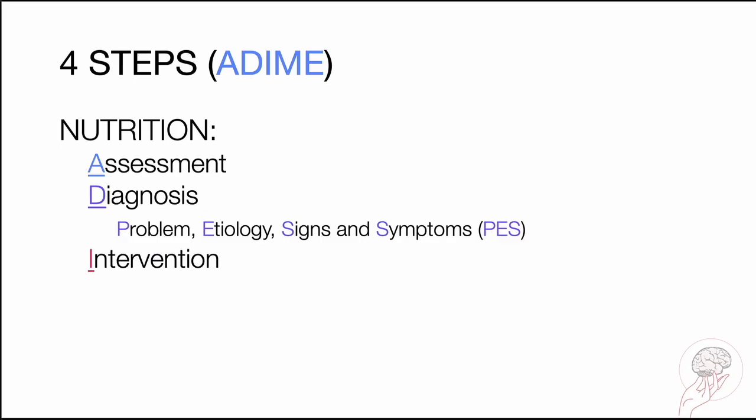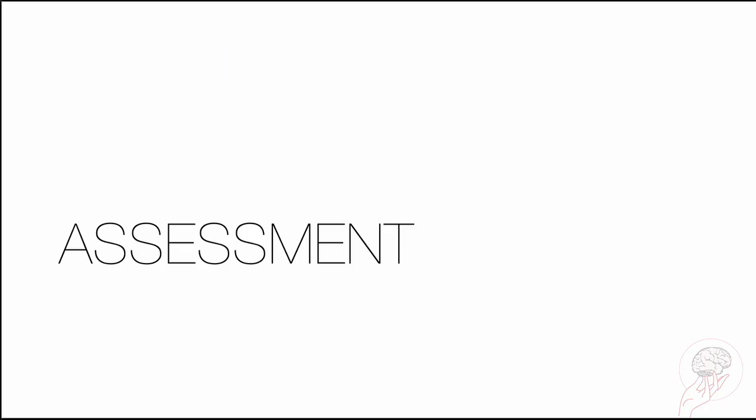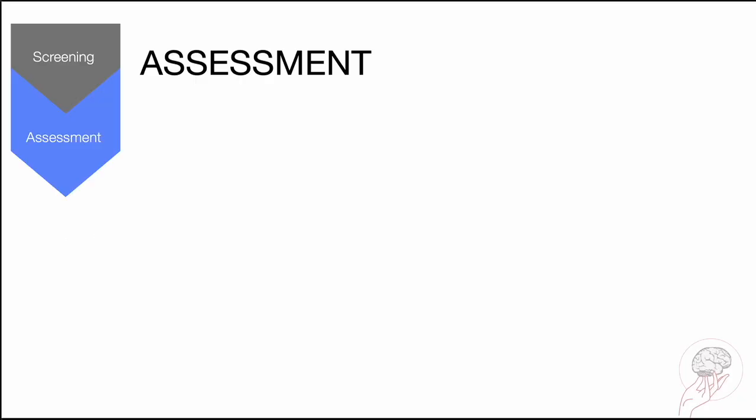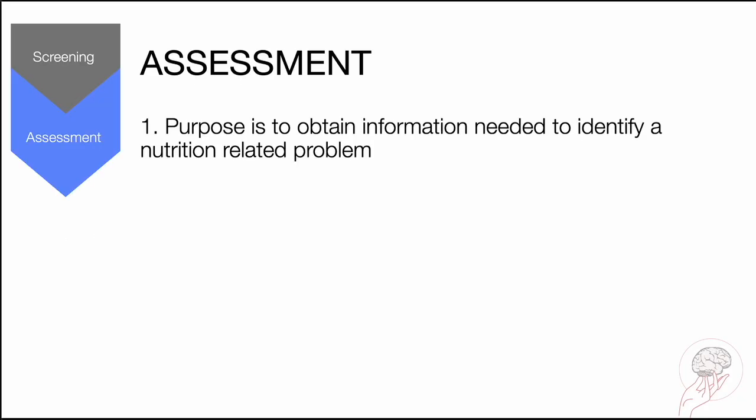There's also intervention. So it's not enough just to assess and diagnose, we need to try to treat. And then once we decide on an intervention, we need to monitor and evaluate. So let's start with assessment. The purpose of an assessment is to obtain information needed to identify a nutrition related problem. And since this class is called Therapeutic Nutrition 1 Assessment, we're mostly going to focus on this, but I am going to give you a quick overview of the whole process.